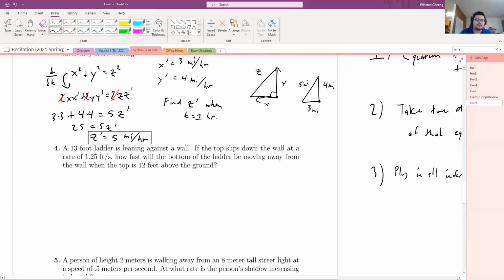Yeah, okay. Now for number 4, we have a ladder leaning against the wall, so let's just draw that. That is a triangle again. But this time the length of that triangle, the hypotenuse, is fixed. The ladder, you don't expect it to suddenly grow or shrink in size, so that's going to be fixed.